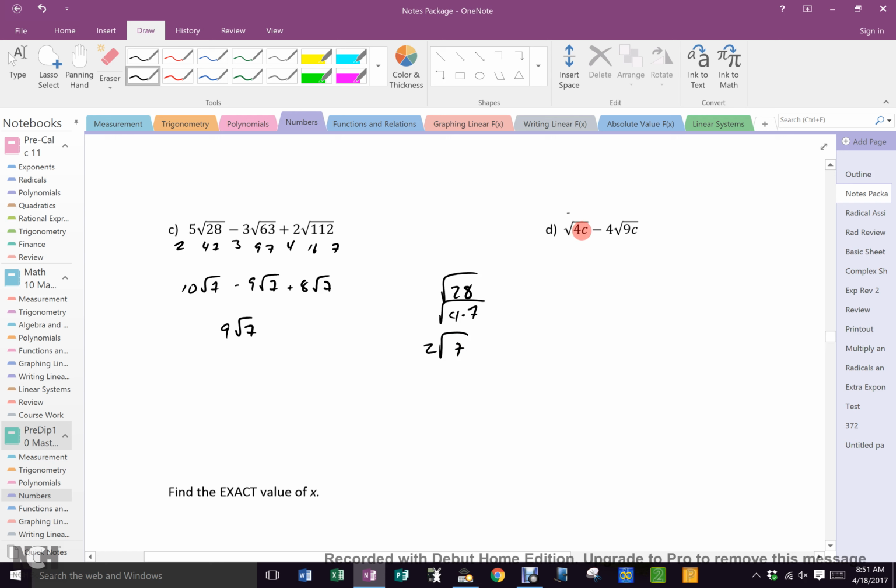Okay. What is 4c really? Look at the pattern. Look at the steps I took here. What is this really? It's 4 times c, yes? What's the square root of 4? So what comes out? What stayed under there? C. Okay. What's this really?